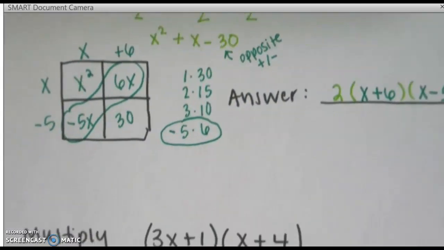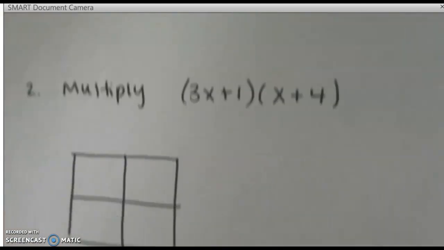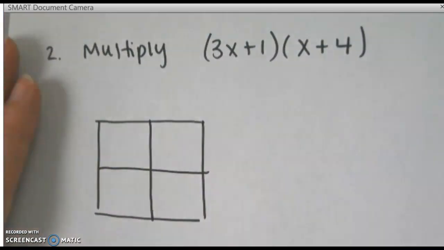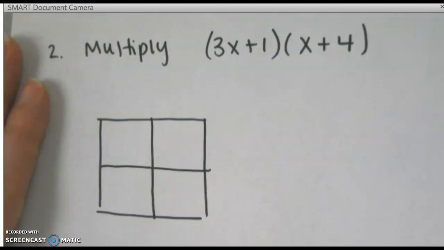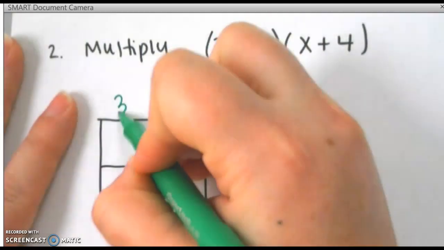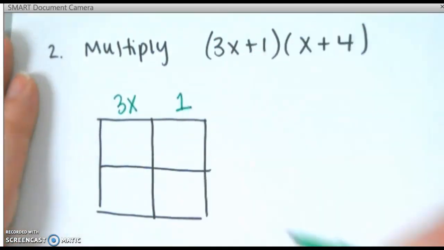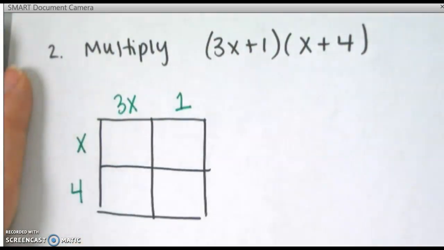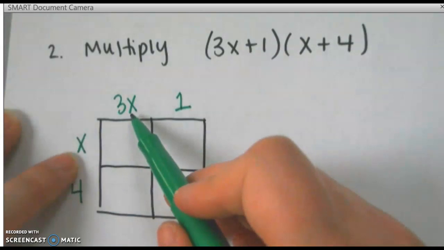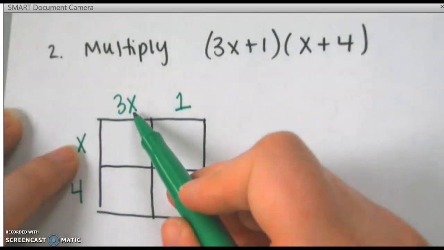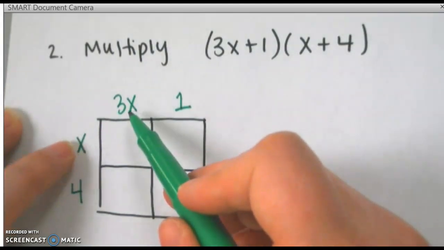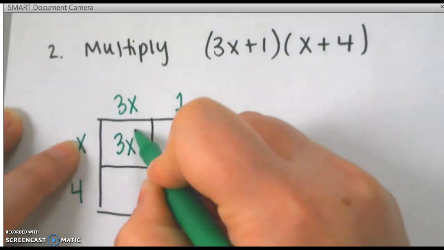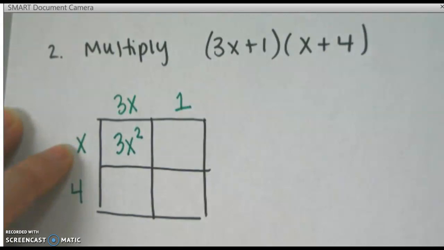All right, let's also talk about multiplying when there's a number in front of the x. So I have 3x plus 1 on one side and x plus 4 on the other side. So x times x is still going to be x squared, but now that it's 3x times x, this will be 3x squared.